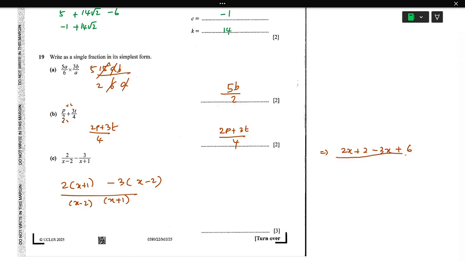So over, no need to expand the denominator because we need to make a single fraction. That's it. Okay, so x plus 1. So here 2x minus 3x is going to be minus x plus 8 over x minus 2 and x plus 1. That's it. The answer is a single fraction. We made a single fraction. So minus x plus 8 over x minus 2 and x plus 1.